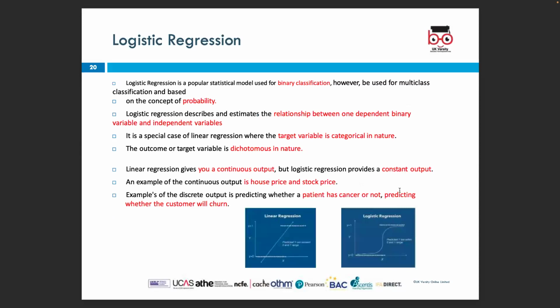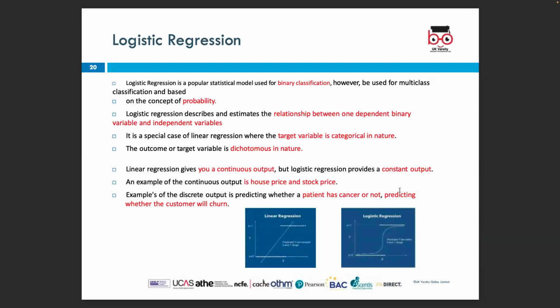So our next topic is logistic regression. So what is logistic regression? Logistic regression is a popular statistical model used for binary classification. However, it's also used for multi-class classification and is based on the concept of probability. Logistic regression describes and estimates the relationship between one dependent binary variable and independent variables.